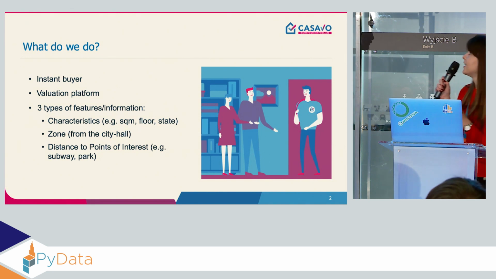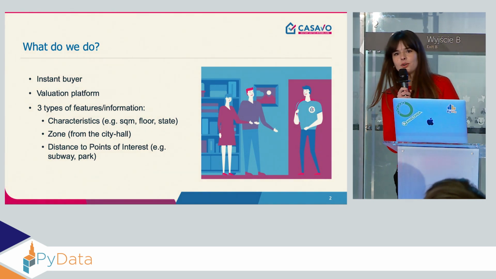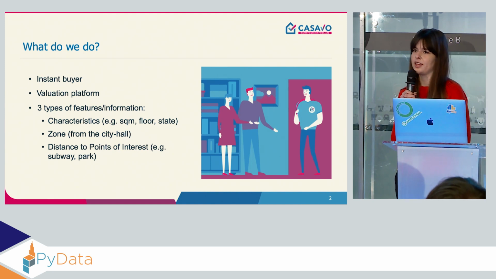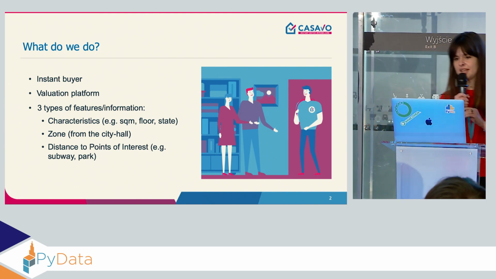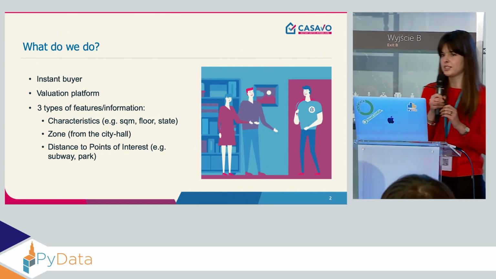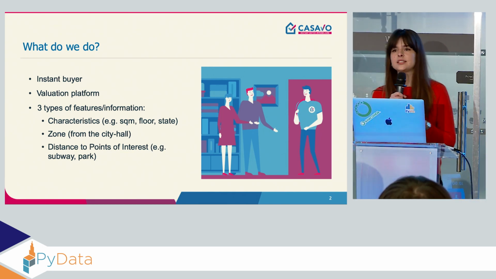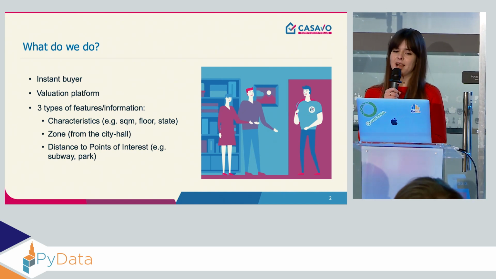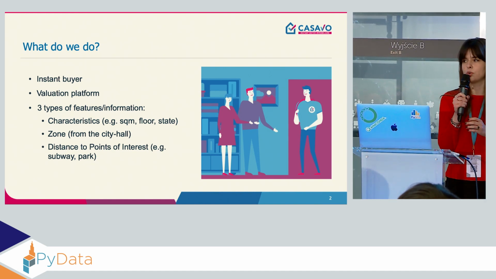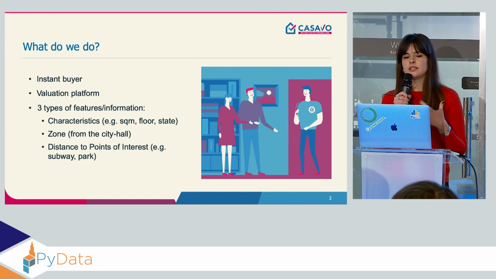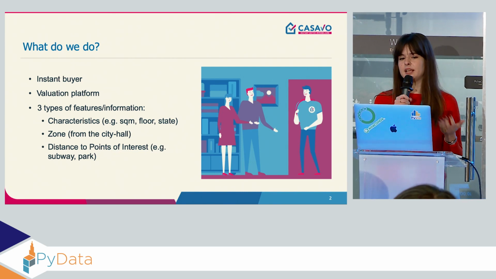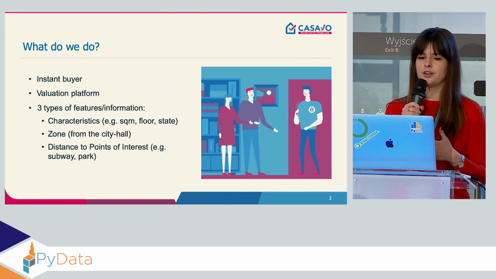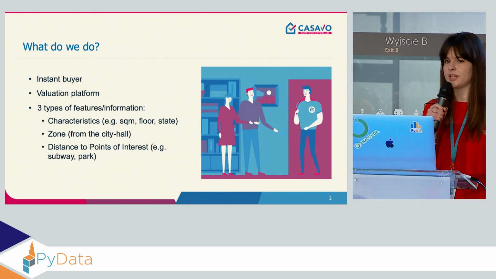So before going deep into that, I just wanted to give you an overview of what we do, what Casavo is, and what we do there as data scientists. Casavo is a startup based in Milan. It's an instant buyer. This means that the main activity of the company is to buy apartments, renovate them, and then resell them.